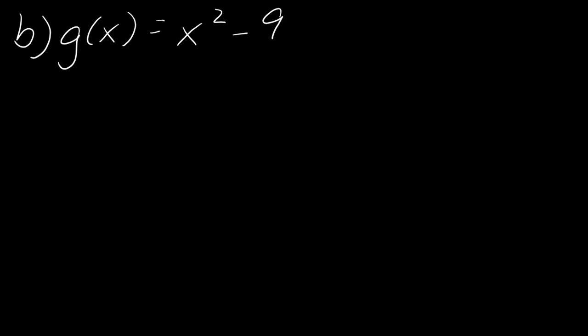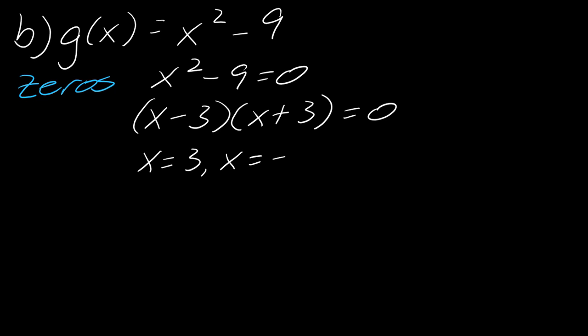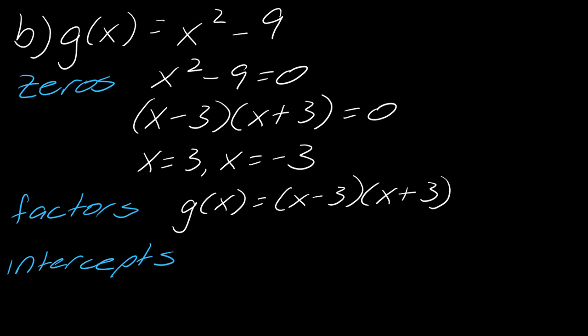Let's try this again for x squared minus 9. Let's start by finding the zeros. If I take x squared minus 9 and set it equal to 0, and then I factor it, I can see that my zeros are going to be 3 and negative 3. And the factors of the function, well, we already found those, right? That's how we factored the function. And then finally, what are my x-intercepts? My x-intercepts are going to be made from these points here. These are the x part of the coordinate. So my x-intercepts will be 3, 0 and negative 3, 0.